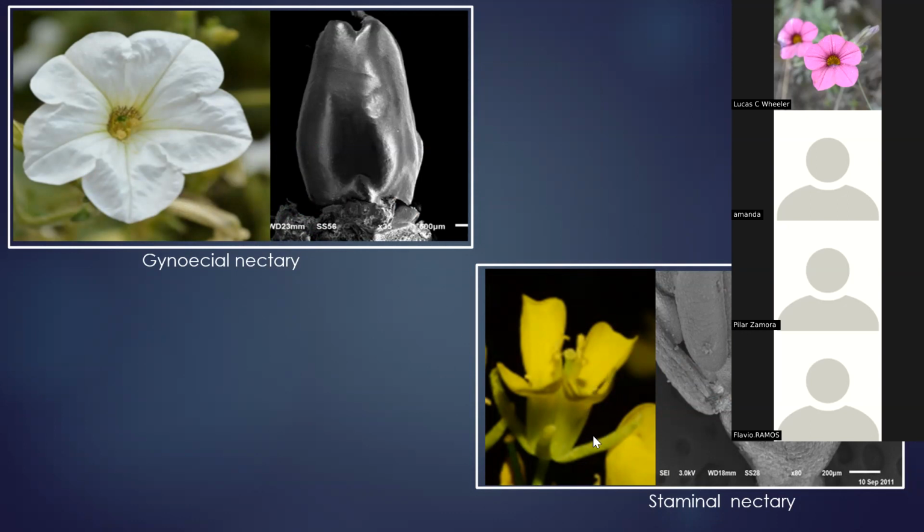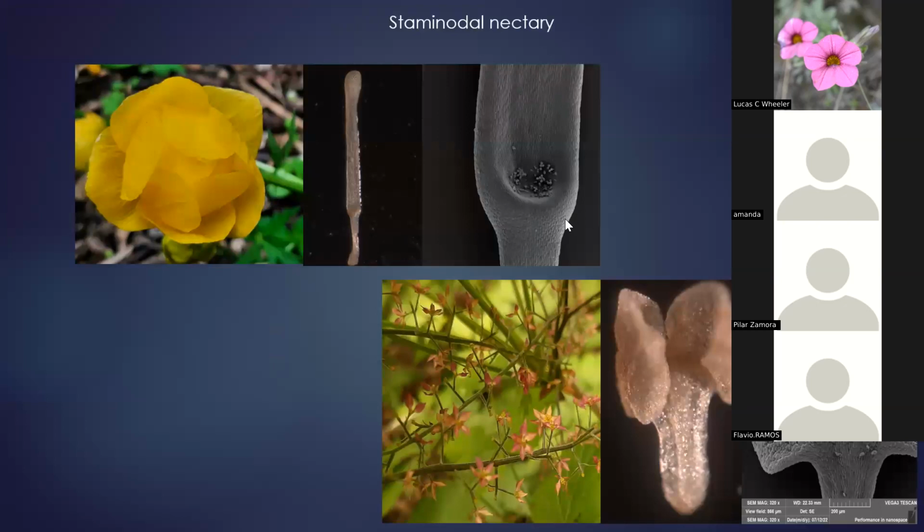If you see here, this is a Brassicaceae flower, and this is a nectary lobe, which is alternating with these filaments. Because it is present in the stamen whorl of the flower, we call it a staminal nectary. So nectaries are present everywhere you can imagine within a flower. I have shown you the petal nectary, the gynoecial nectary, and the staminal nectary. The other form of nectaries are staminodal nectaries.